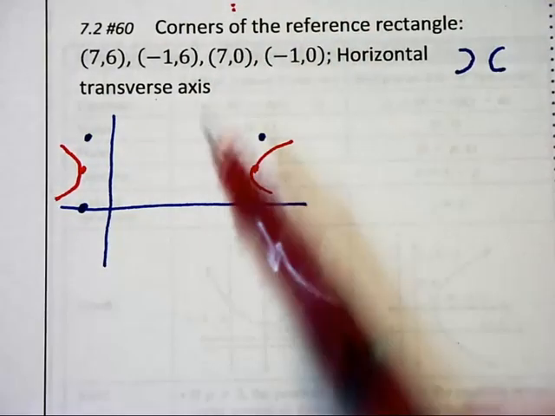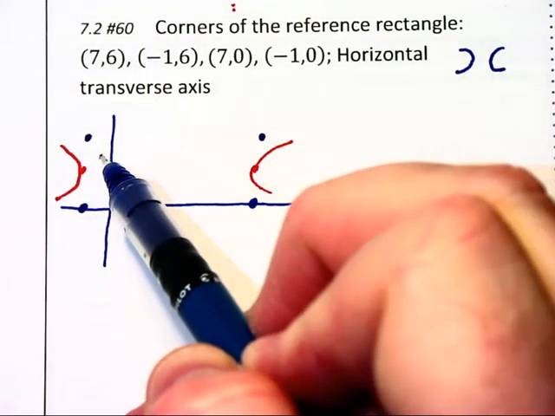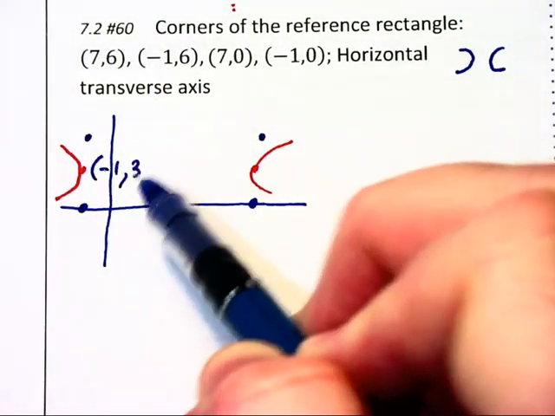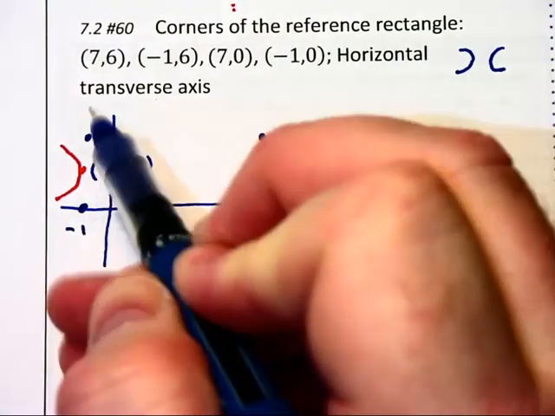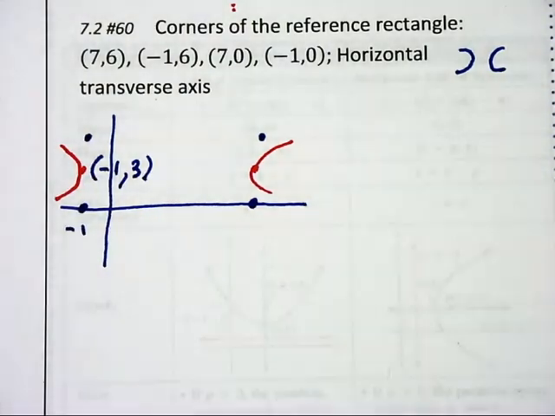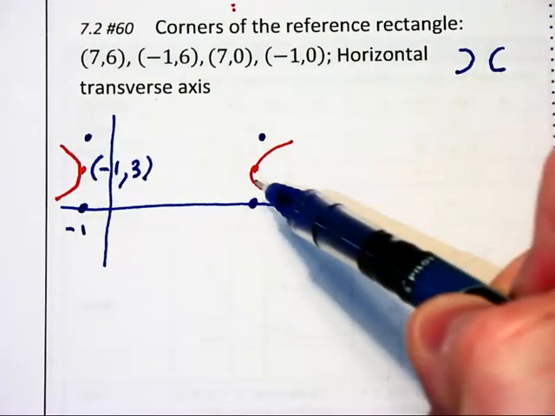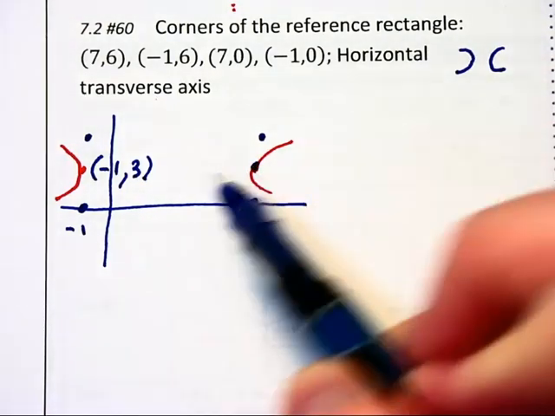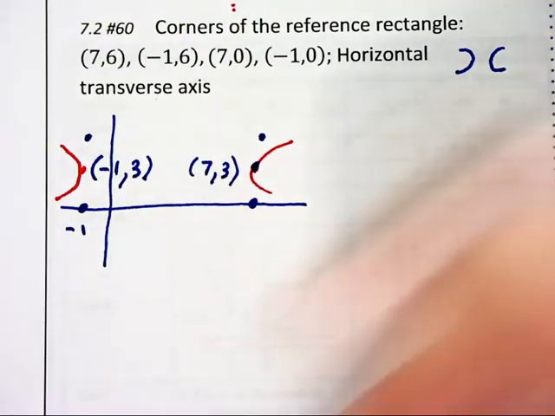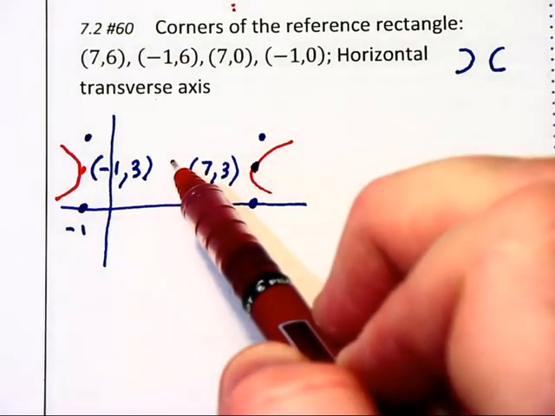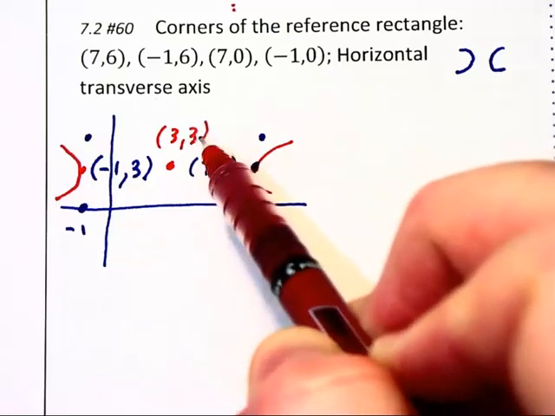Those vertices are going to be at, well, let's write this out. This left one is going to be at negative 1, 3. I know it's at negative 1 because negative 1 is the horizontal position beneath these, and at a height of 3 because that's between 0 and 6. Likewise, we're going to have the other vertex be at 7, 3. Halfway between these 2 vertices will be the center, and that center is located at 3, 3.